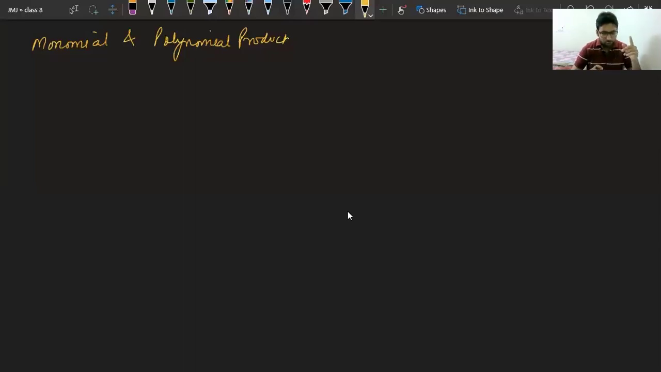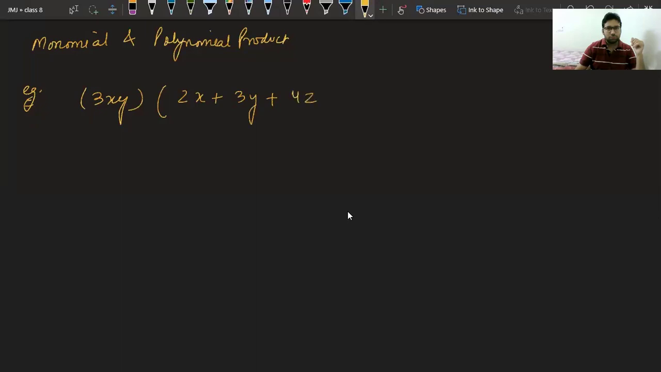So first, solve a question for me. Please solve this one. 3xy multiplied with, give me the answer of this one where we are multiplying a monomial with a trinomial. Please give me the answer of this question. Multiplying a monomial with a trinomial. This is the question. Above one is gone. Do this one. Yuvraj, solve this question. 3xy multiplied with bracket 2x plus 3y plus 4z.